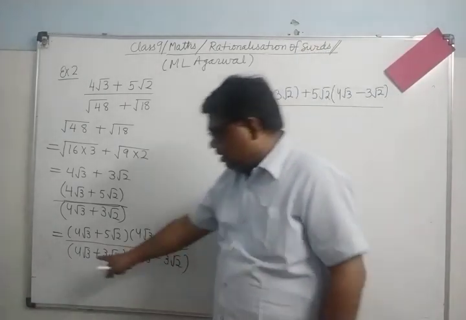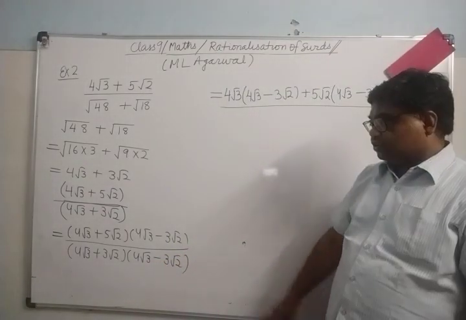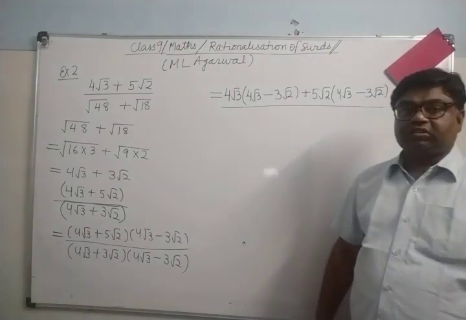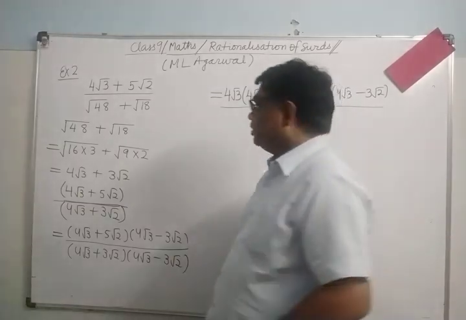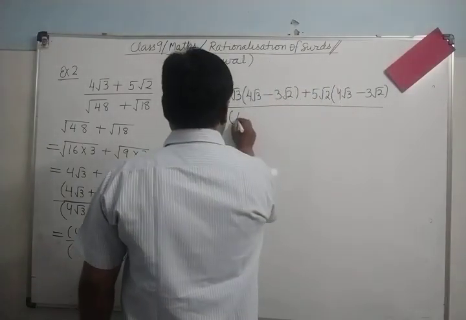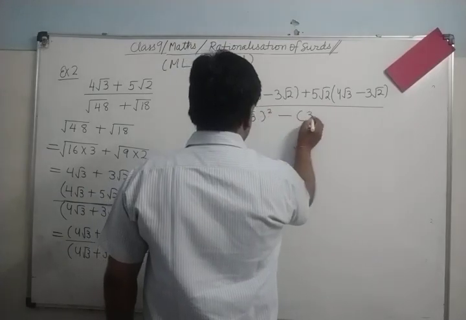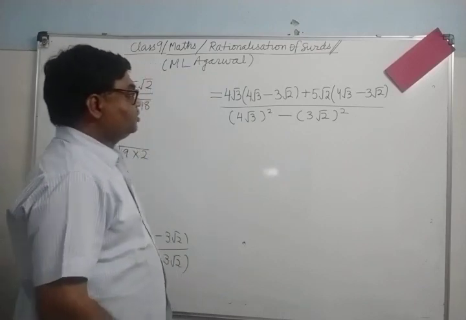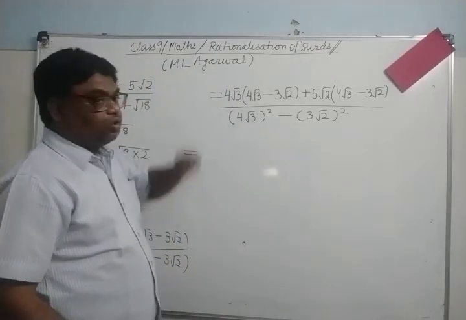This is like (a plus b)(a minus b). What is in place of a? 4 root 3. In place of b, it is 3 root 2. It's clear? (a plus b) into (a minus b) is a square minus b square. So you can write (4 root 3) whole square minus (3 root 2) whole square. When you simplify further, 4 root 3 into 4 root 3.